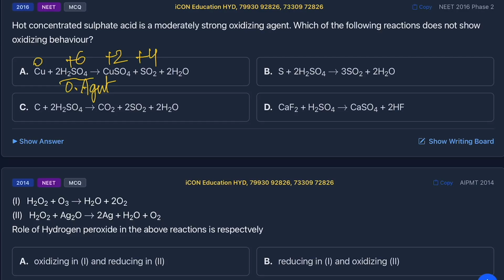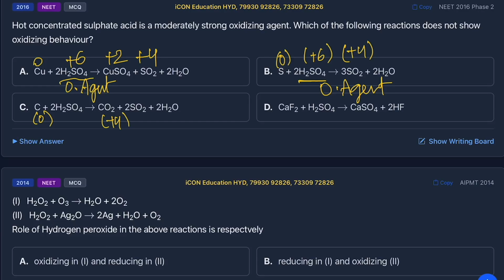Okay. Next, sulfur is in the 0 oxidation state, H2SO4 is in the +6 oxidation state, and here it is in the +4 oxidation state. So in this also, H2SO4 acts as an oxidizing agent. Next, in option C, this is a 0 oxidation state and this is a +4 oxidation state. In this also, H2SO4 acts as an oxidizing agent.